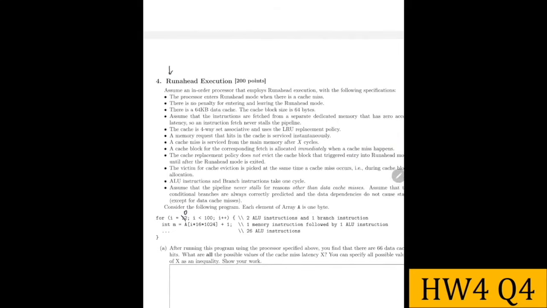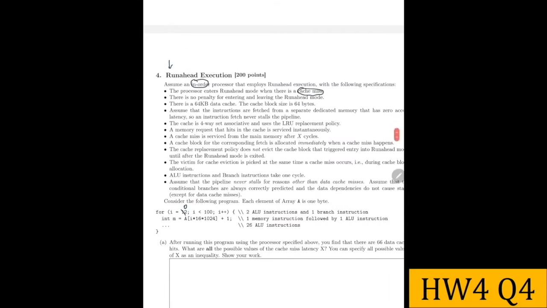First we assume an in-order processor that employs run-ahead execution. The processor enters run-ahead mode when there is a cache miss. So whenever we have a cache miss, we will enter run-ahead mode. And there is no performance penalty for entering and leaving the run-ahead mode. There is a 64 kilobyte cache and the cache block size is 64 bytes. The instructions are fetched from a separate dedicated memory that has 0 access latency. So we don't take into account any instructions.